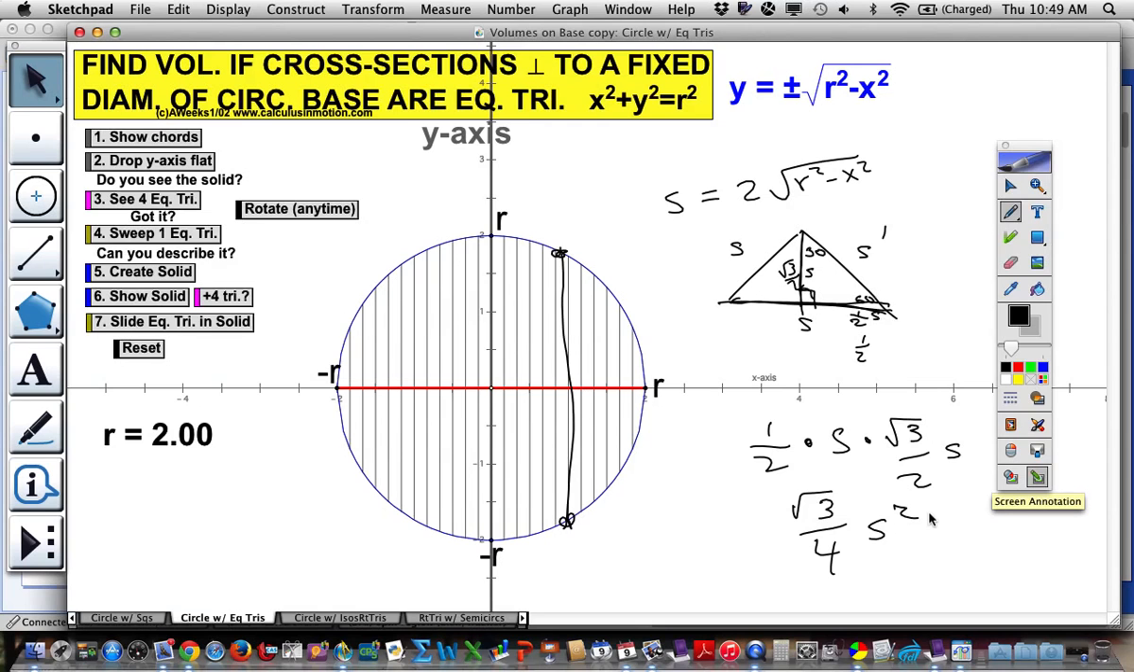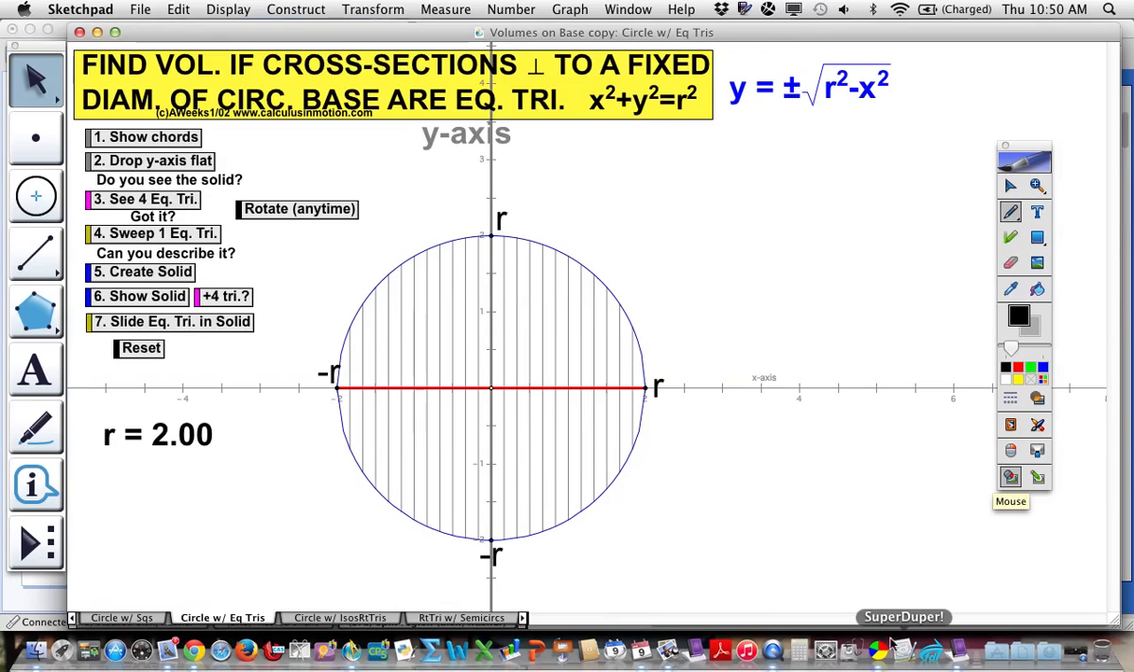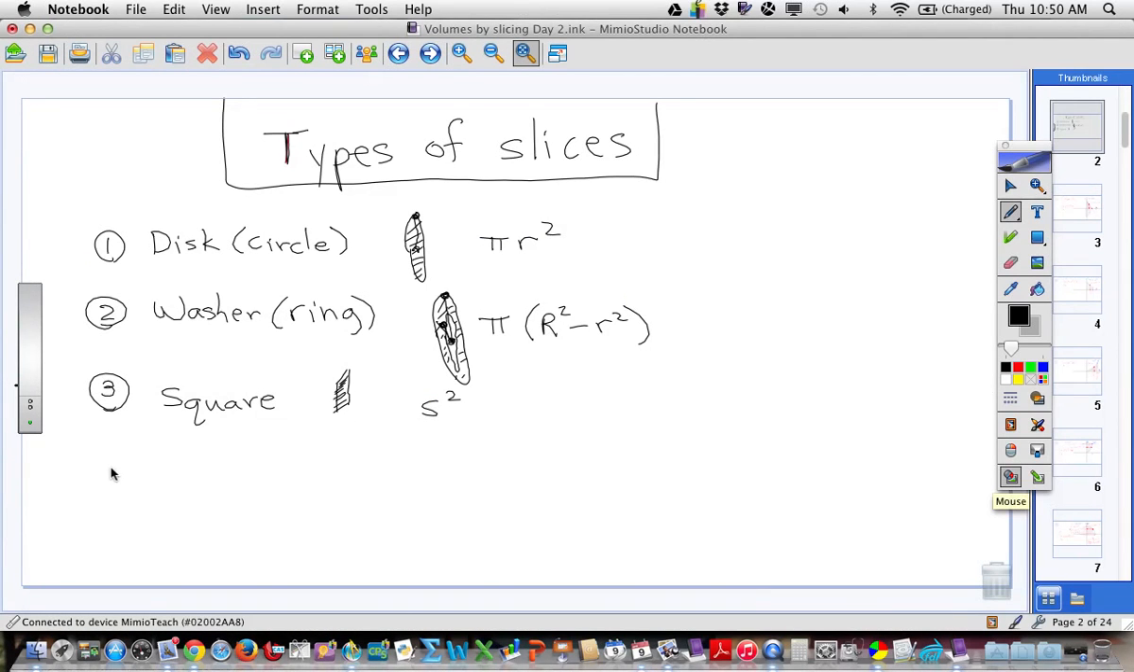And that's one we're just going to have to memorize. So we're only going to have a handful. So let's go back to your notes again. Fourth one in our list is going to be an equilateral triangle. So we could have slices that are equilateral triangles, and the formula for that is root 3 over 4 s squared.